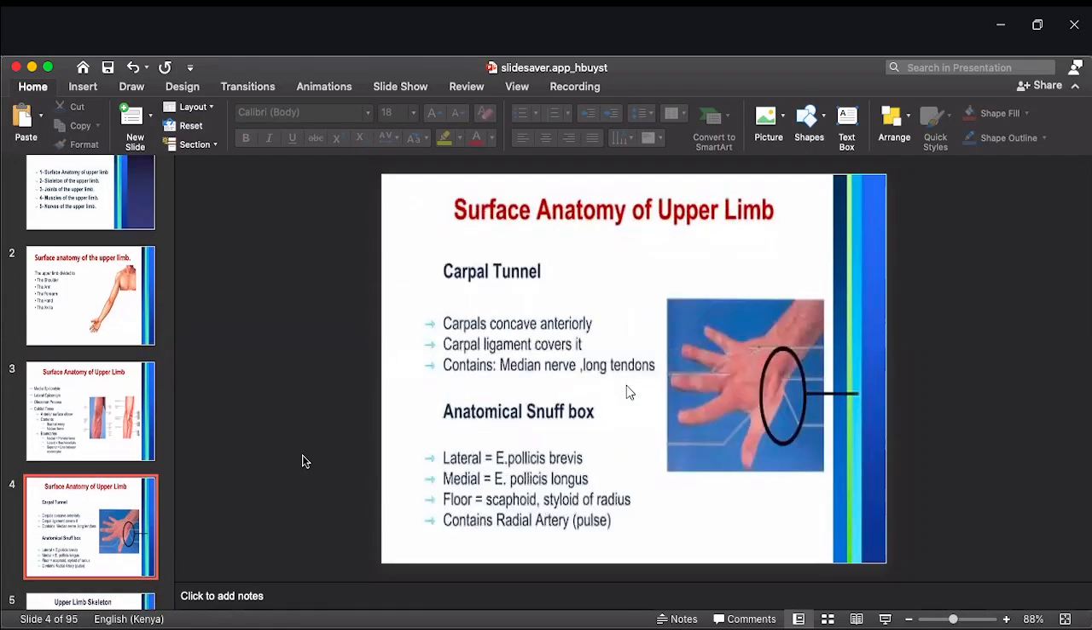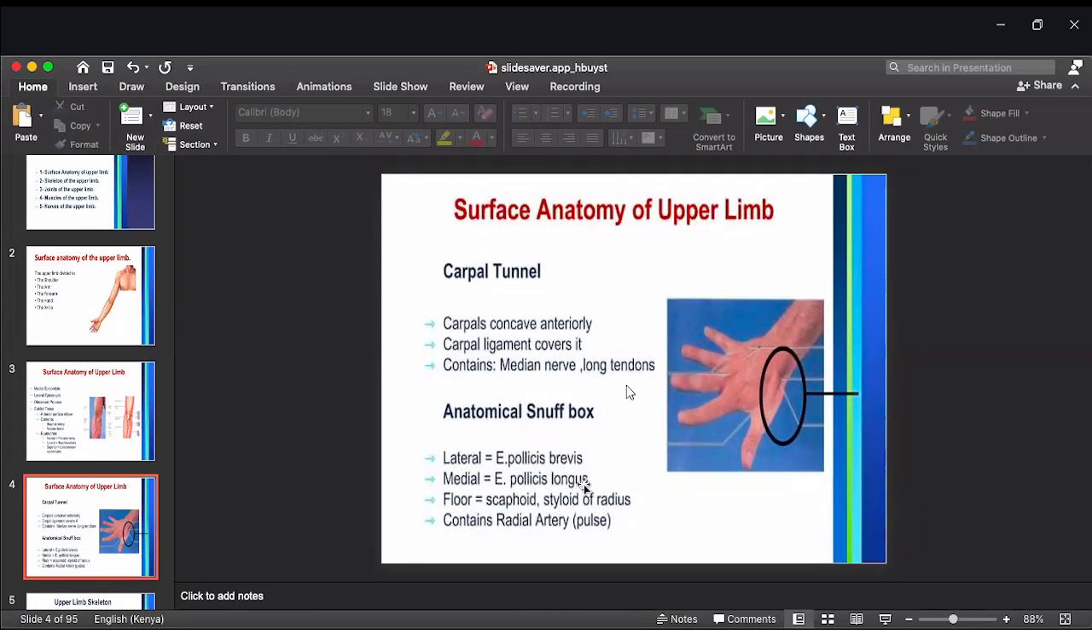So we'll go again. We want you to know about the carpal tunnel, what makes up the carpal tunnel, and the structures passing through the carpal tunnel. For example, here we've indicated the carpal tunnel contains the median nerve and the long tendons. So which long tendons are these? Normally the flexor digitorum superficialis and the flexor digitorum profundus will also pass through the carpal tunnel. So now you know the structures that pass through the carpal tunnel.